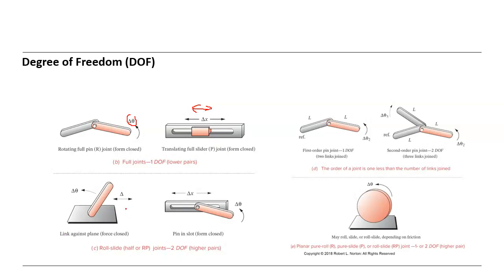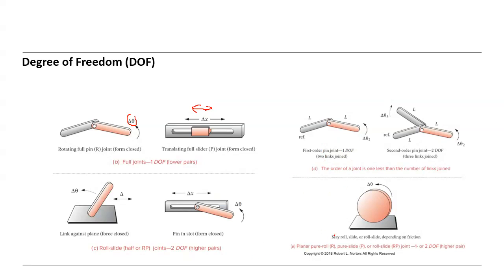Here we have rotation and translation at the same time. That means 2 degrees of freedom. And here we have also translation and rotation, and also 2 degrees of freedom. And here in that case we have the rotation, and here the rotation and rotation, so 2 degrees of freedom, and here 1 degree of freedom, as you see here.